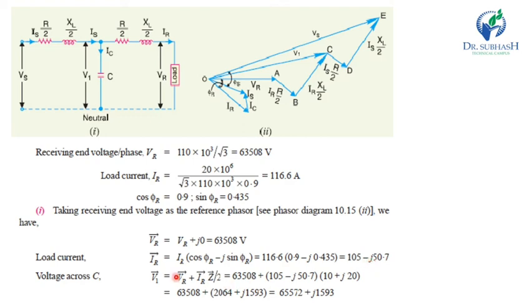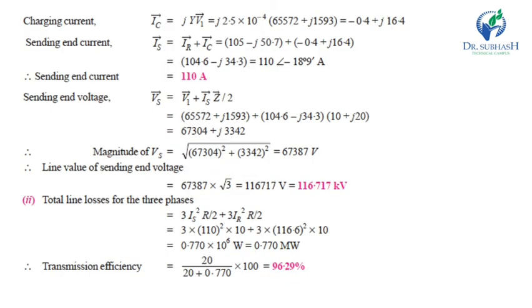Now, from the phasor diagram, V1 is equal to VR plus IR into Z by 2. So we put in the values of VR, IR and Z, and we get the V1 value, which is 65,572 plus j 1593. Now the charging current IC is equal to j times the admittance into V1. The admittance is given and V1 we found. So IC is equal to minus 0.4 plus j 16.4.